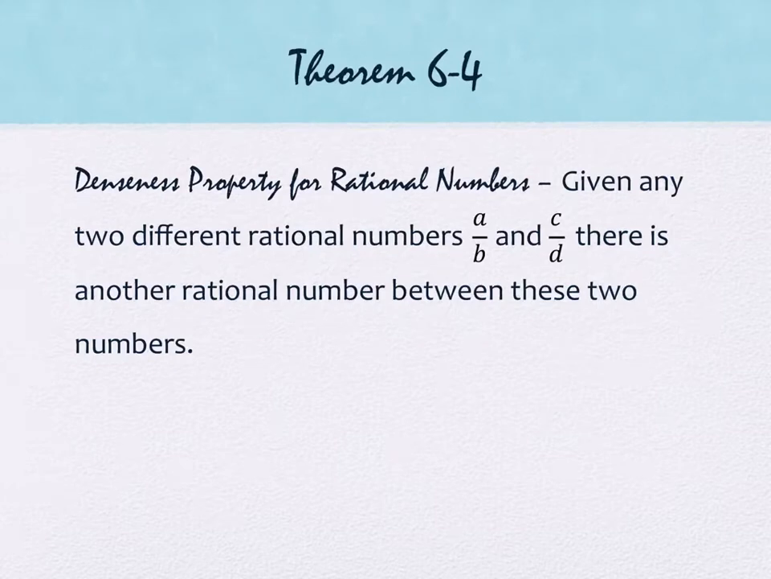All right, theorem 6.4. Denseness property for rational numbers. Given any two different rational numbers, a over b and c over d, there is another rational number between these numbers.